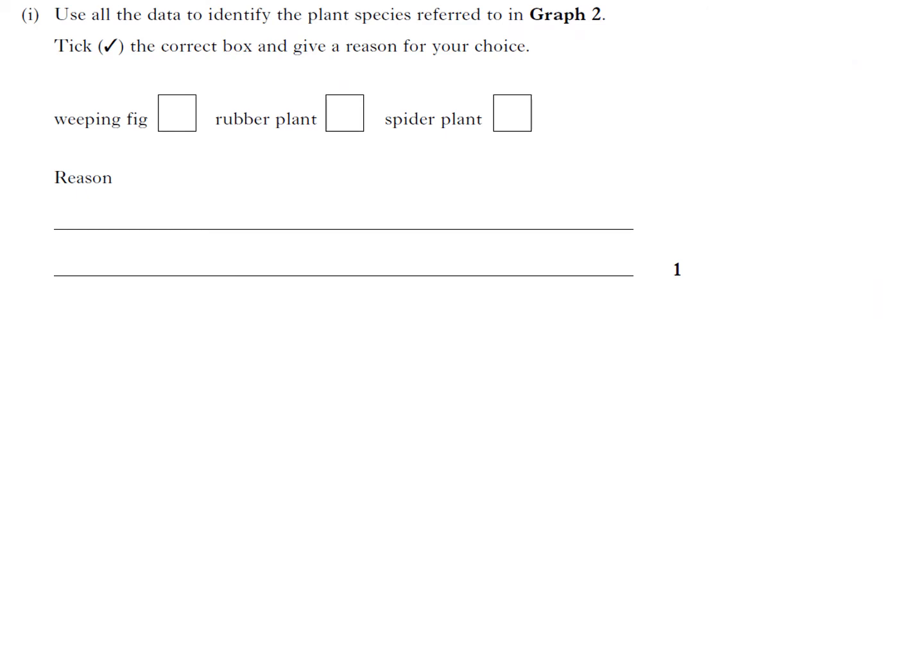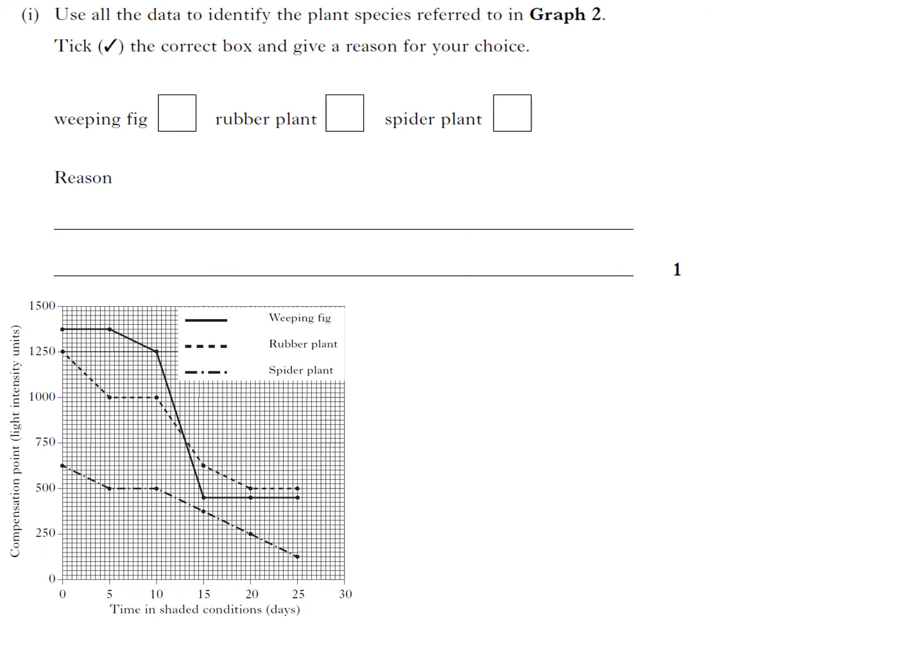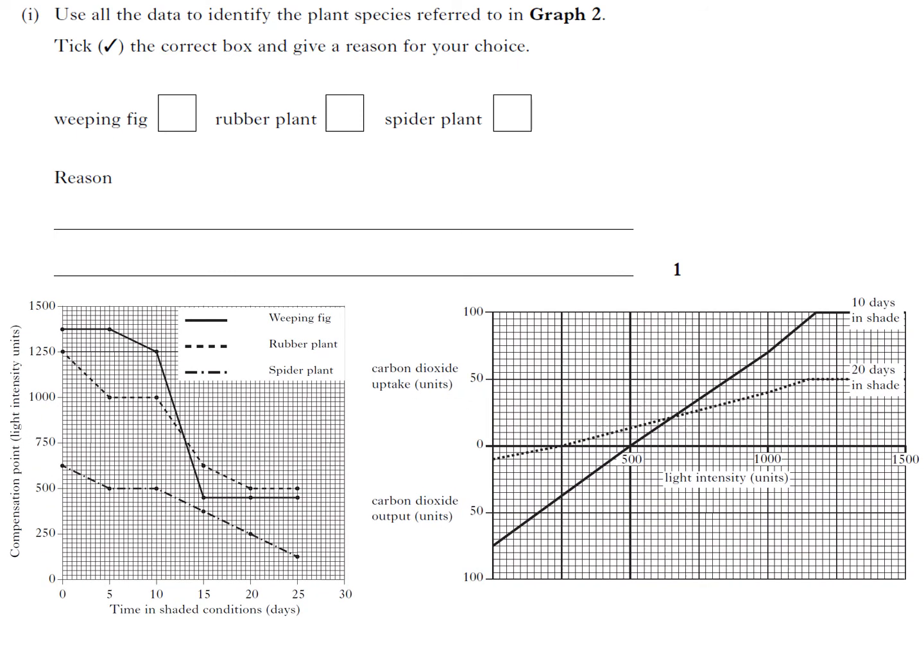Use all the data to identify the plant species referred to in graph 2. So all the data means I'm going to have to use both my graphs. I apologise if these are a little bit small. I'll see how I can read them off. I was trying to get them onto the page. Okay, so we are looking for the plant species now.